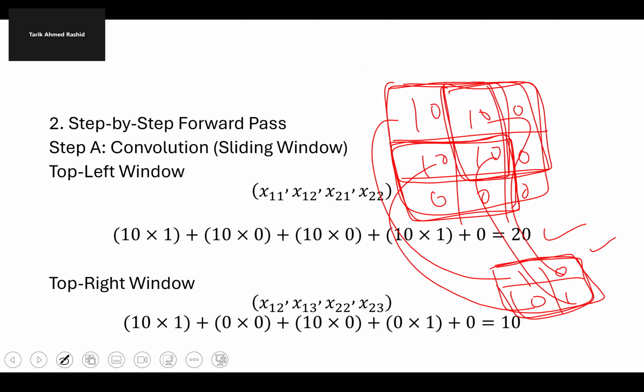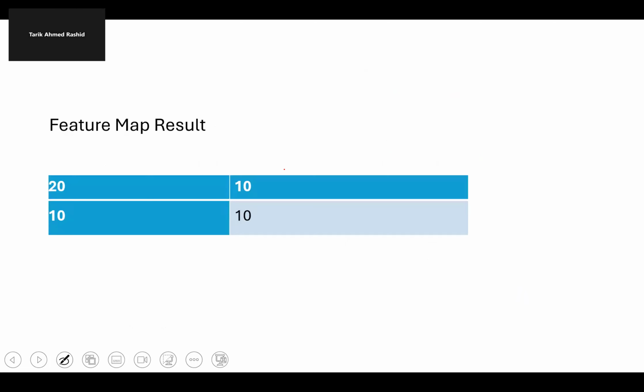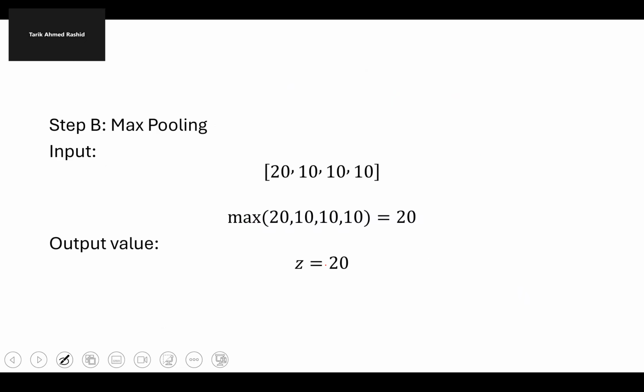Likewise, we will slide through this part after that. So this is the first slide, the second slide of the filter on the image, this is the third one, and this is the fourth one. These are the results. Now we got the feature map 20, 10, 10, 10. Next step, we do max pooling. In max pooling, we select the best, the highest.